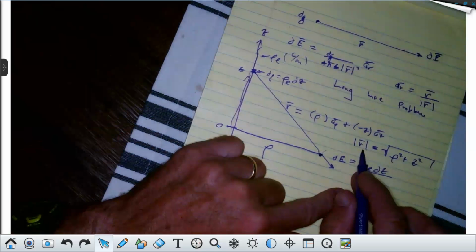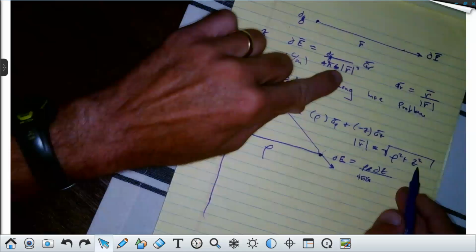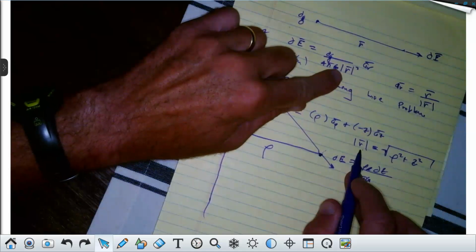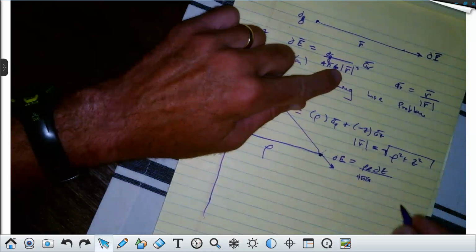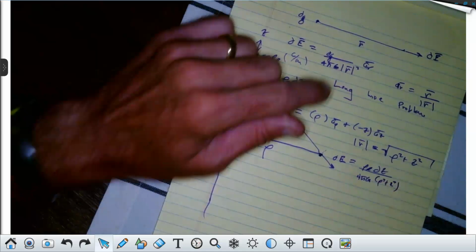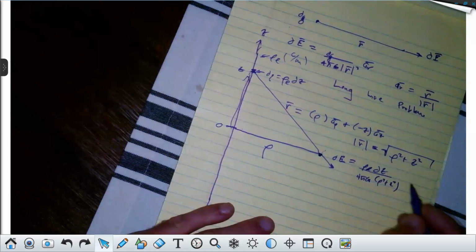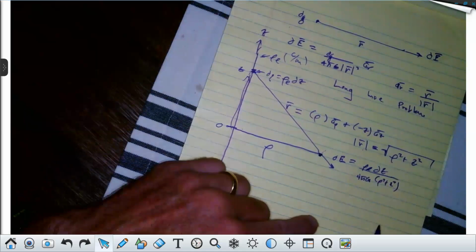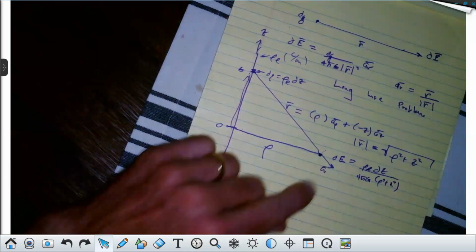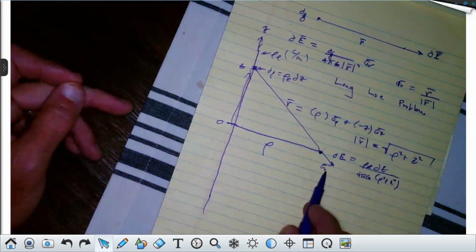So now if I take this right here and square it, that's the magnitude of R. If I square it, I simply get rho squared plus z squared. You all agree with that? Now I need a unit vector in the direction of R. What is this unit vector a R going to be? How do I get it?